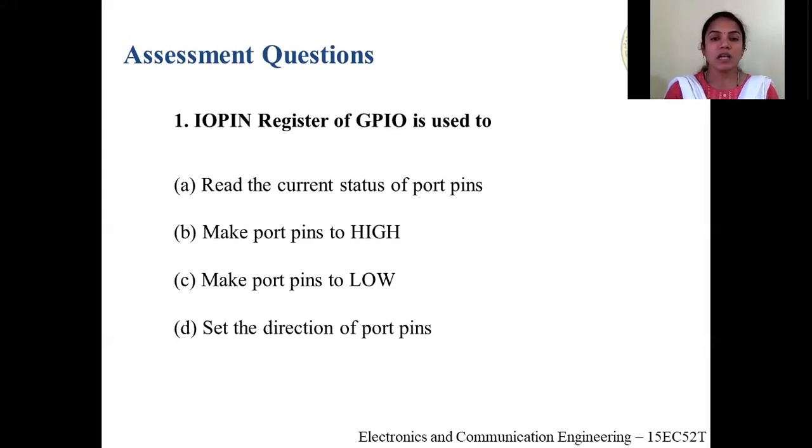Let's look into some assessment questions. The first question: the IOPIN register of GPIO is used to do what? There are four registers: IOSET, IOCLR, IOPIN and IODIR. Is IOPIN used to read the current status of the port pins, or make the port pin values high, or make port pin values low, or set the direction of port pins? What is the correct answer?